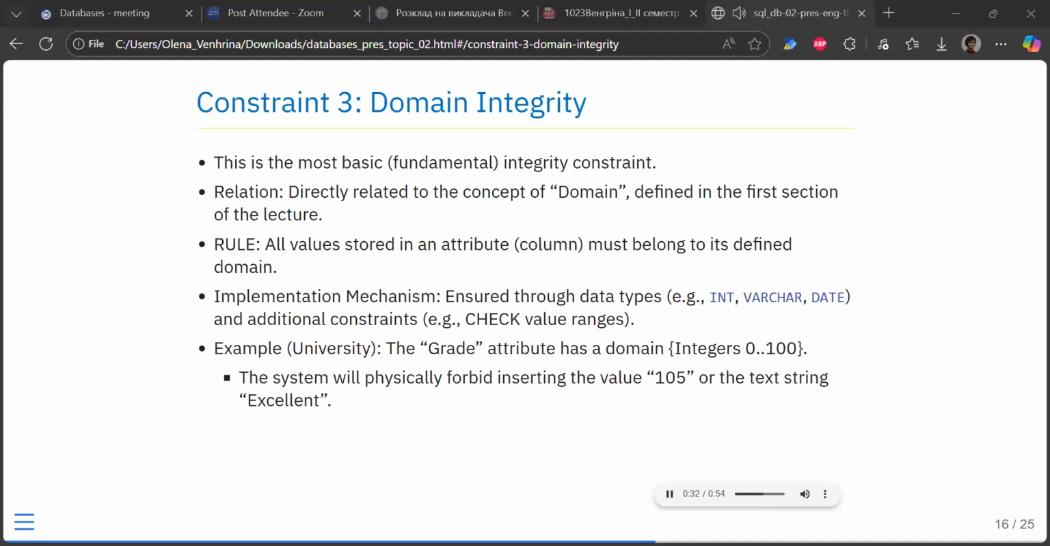Secondly, these are more complex rules. The best university example is our grade. Its data type is integer. But that is not enough. A number can be -50 or 200. Therefore, we add a domain constraint. Integers in the range from 0 to 100. This constraint guarantees the semantic correctness of our data at the most basic level.